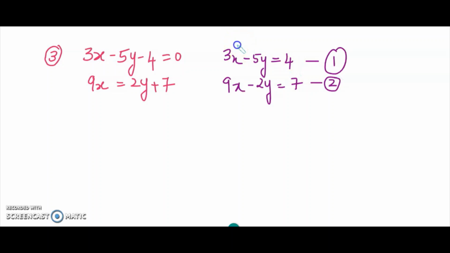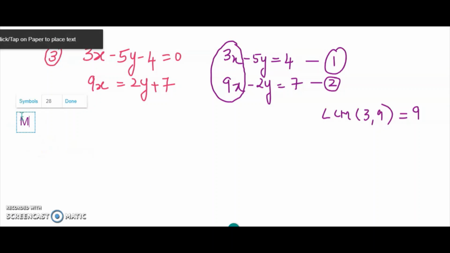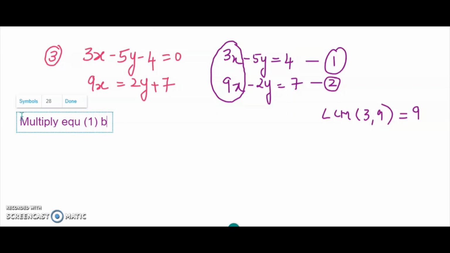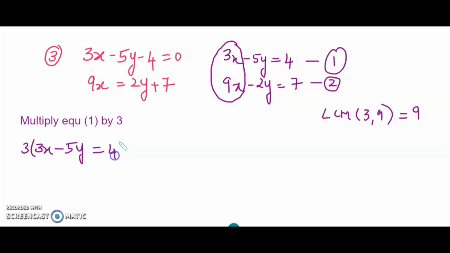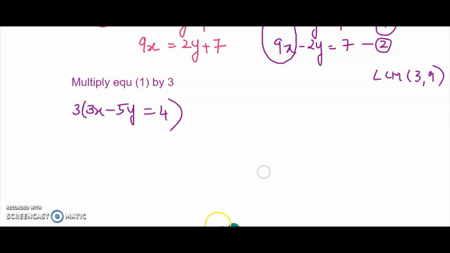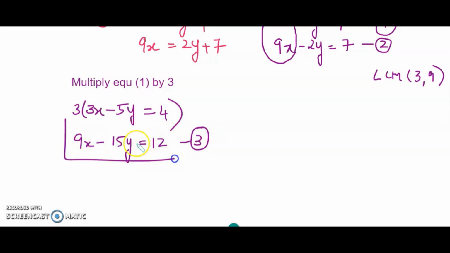Again, I'll be taking a very smart step of taking the x variable, 3 and 9, because the LCM of 3 and 9 is, yes, 9. Okay, so I'll multiply 3 to which equation? First equation, because it's easy to make that 9. And the second is already done as 9. Multiply equation 1 by 3. So 3x minus 5y equals 4 will give me 9x minus 15y equals 12. This is my equation 3.